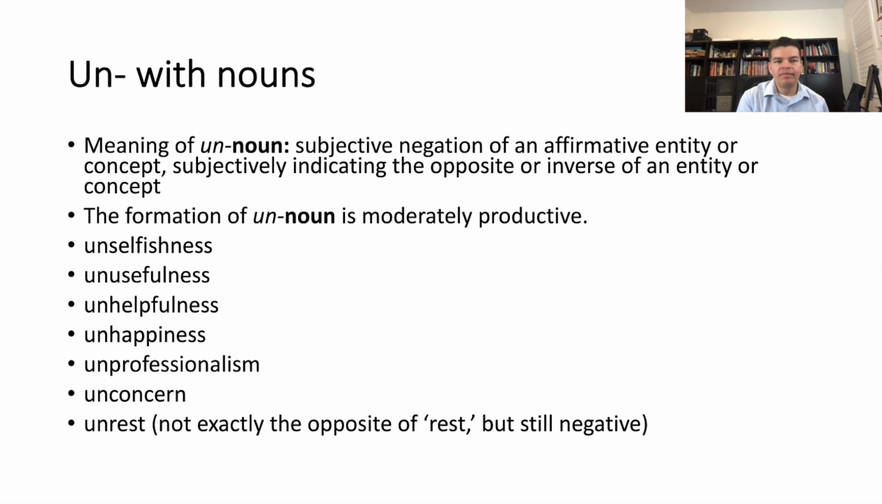So un with nouns. The meaning of un plus noun is a subjective negation of an affirmative entity or concept, subjectively indicating the opposite or inverse of an entity or concept. The formation of un plus noun is moderately productive. Unselfishness, unusefulness, unhelpfulness, unhappiness, unprofessionalism, unconcern, unrest.